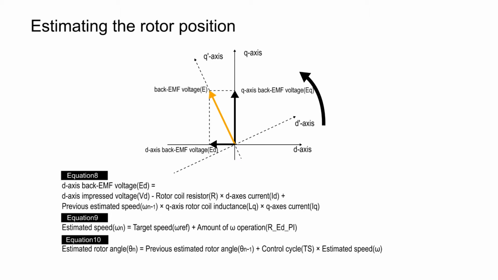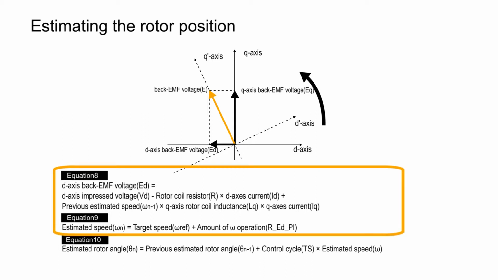First, back EMF voltage, E, is decomposed into a torque component, Q, and a magnetic component, D. Since the target speed is not normally equal to the current speed, back EMF, E, resides off the Q-axis. Consequently, back EMF, ED, is induced on the D-axis. PI control is performed in such a manner as to make ED 0.